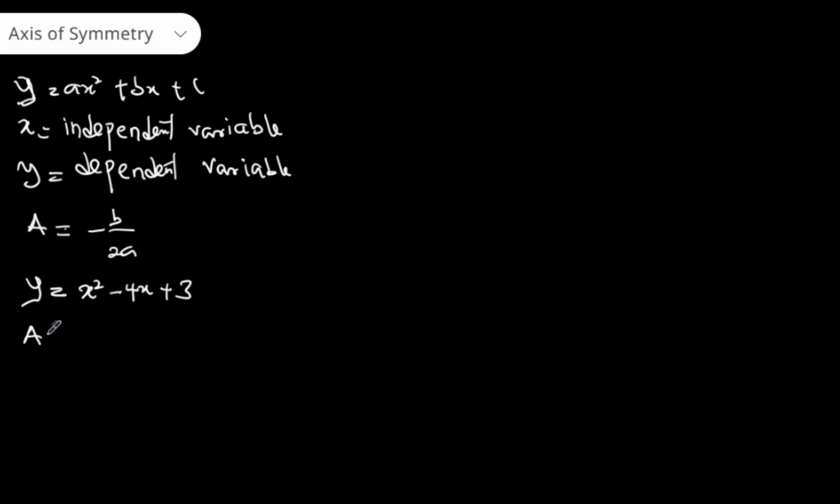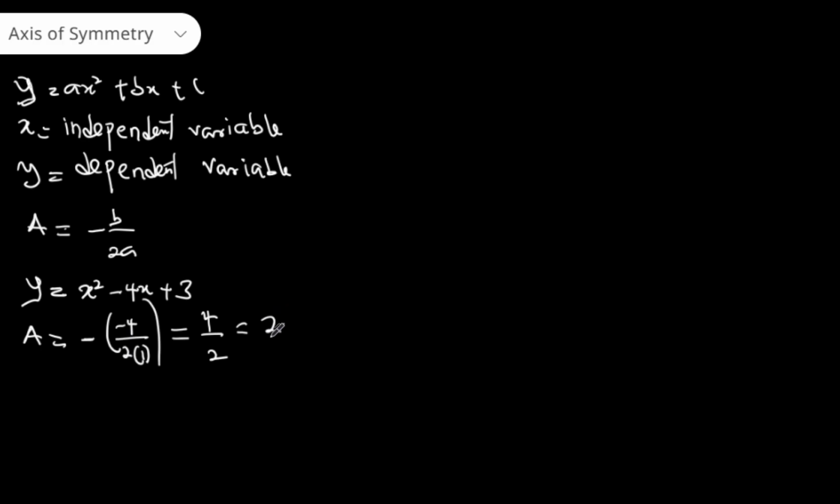The axis of symmetry here is equal to minus b, and our b is minus 4, right? Minus minus 4 over 2a. A here is 1, the coefficient of x squared is 1, so our a is 1. Minus times minus is plus. That means it will be 4 over 2, which is equal to 2. So it means that our axis of symmetry is 2.